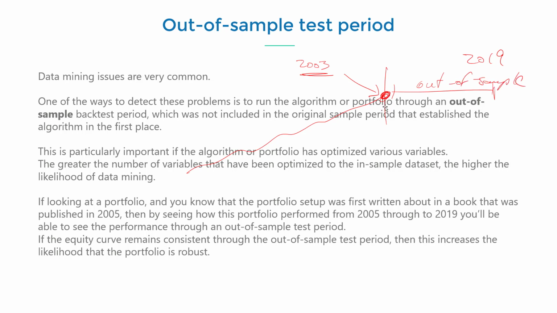Okay, so what I mean by that is that if you now run the same algo from 2003 forwards, ideally, if it looks very, very similar to what it did during the in-sample period, that's fantastic. That means that that strategy is still very, very viable. In all likelihood, though, you're not going to get that.